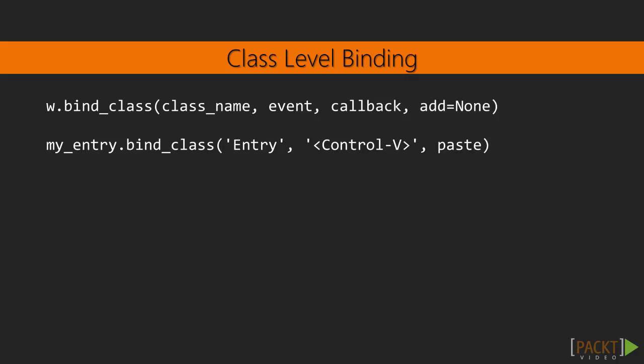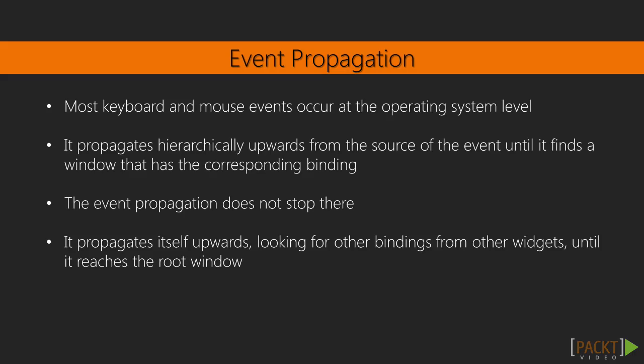Class-level binding. You can also bind events at a particular class level. This is normally used to set the same behavior for all instances of a particular widget class. The syntax for class-level binding is as follows. The typical usage pattern is as follows. In the preceding example, all the Entry widgets will be bound to the Control-V event, which will call a method named paste_event.